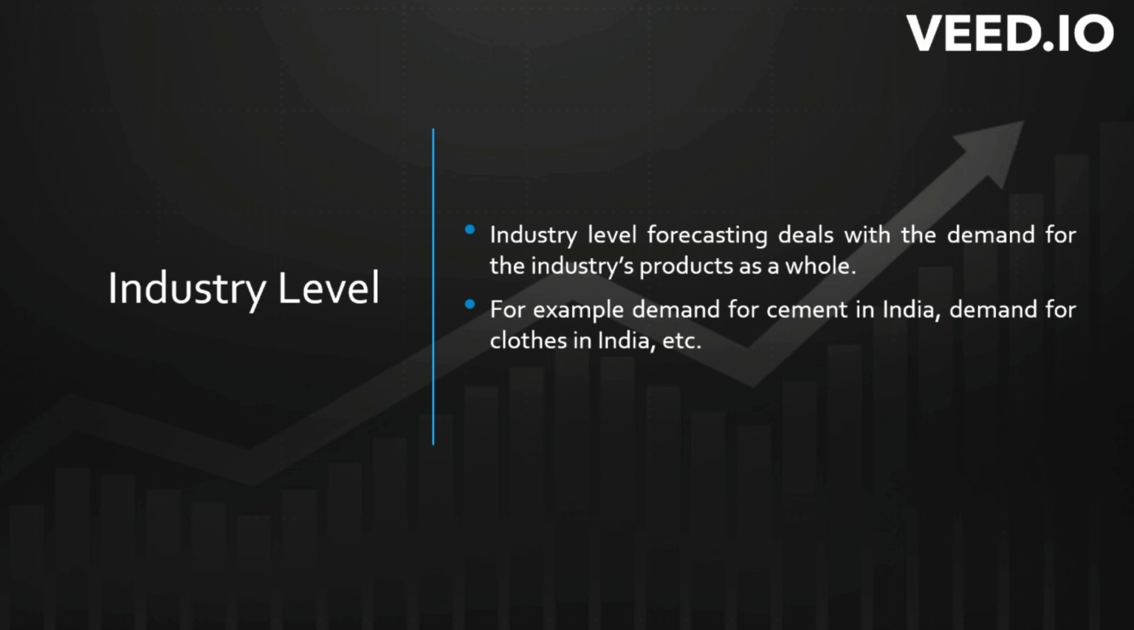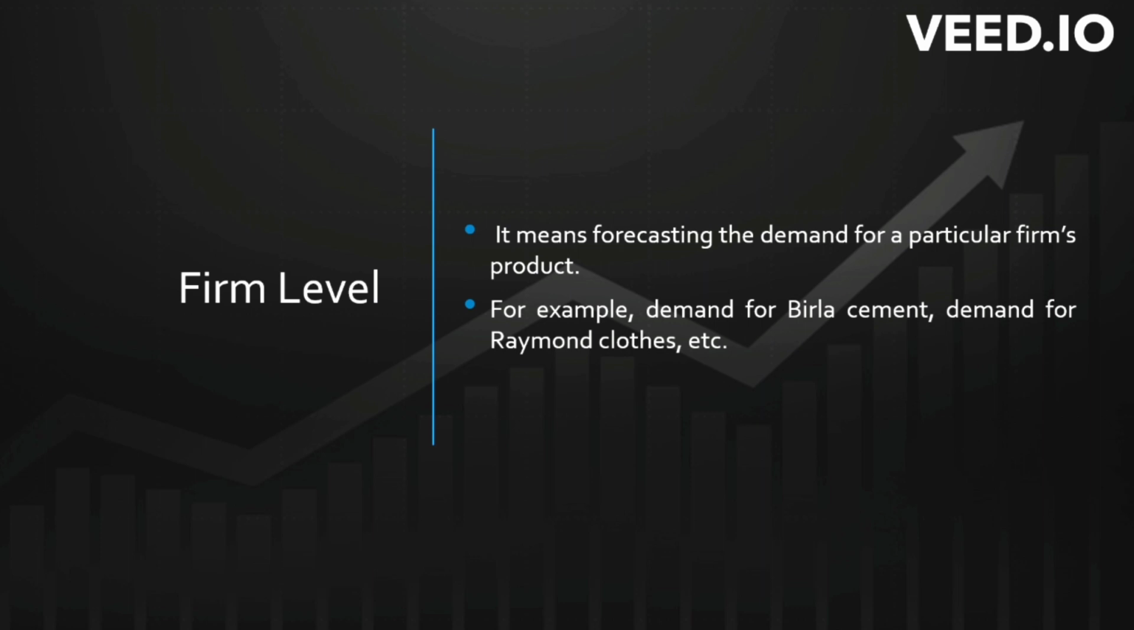Industry level forecasting is all about predicting how much demand there will be for an entire industry's product. For example, we might try to predict how much cement people will want to buy in India or how much demand there will be for clothes in India. Firm level forecasting means trying to predict how much demand there will be for a particular company's product. For example, we might try to predict how much demand there will be for Birla cement or Raymond clothes.